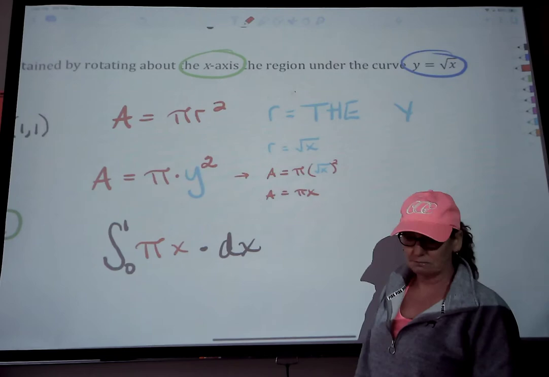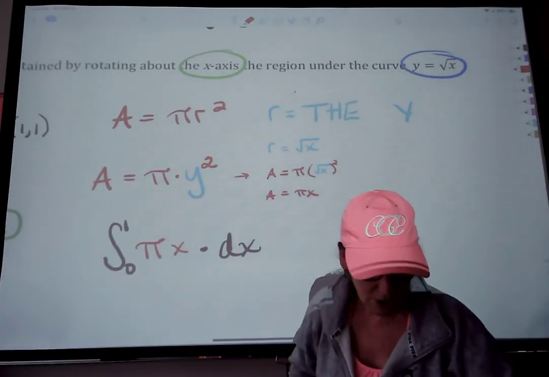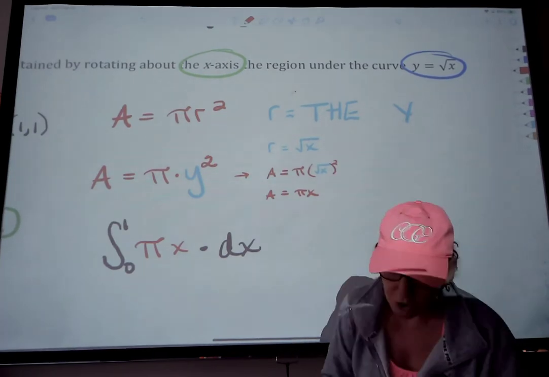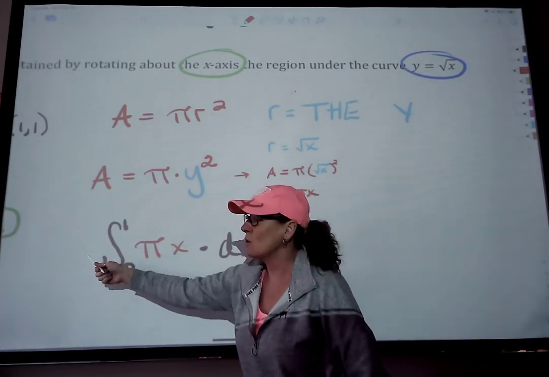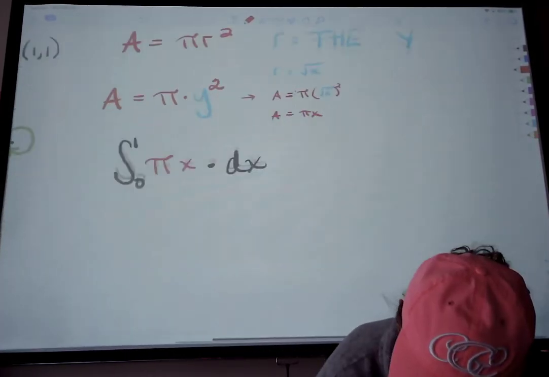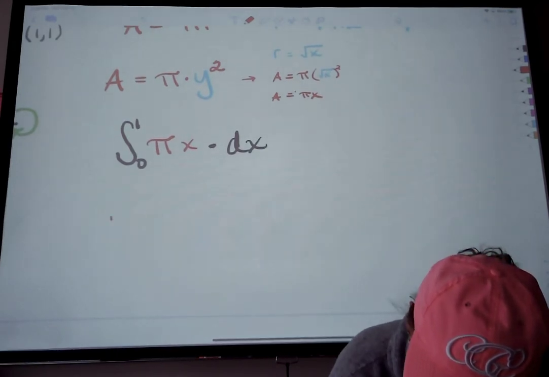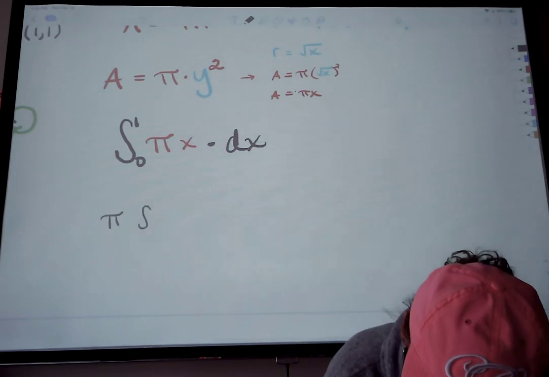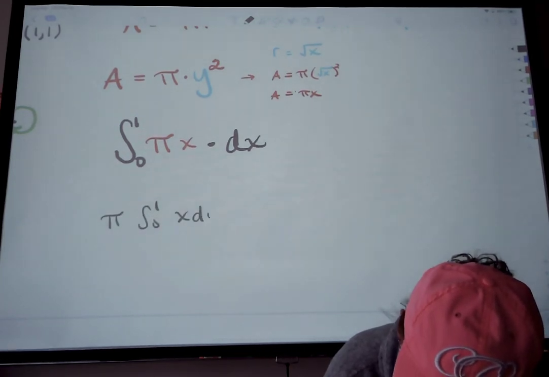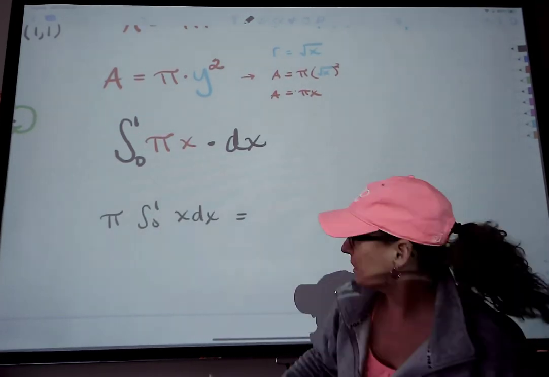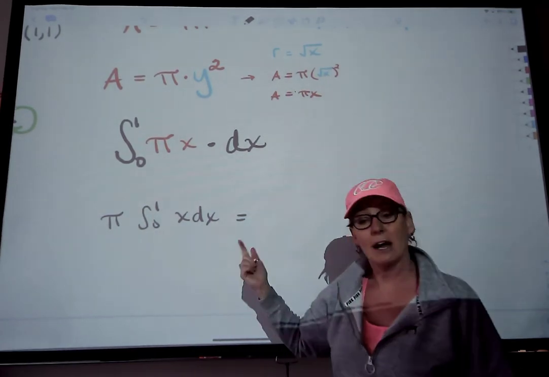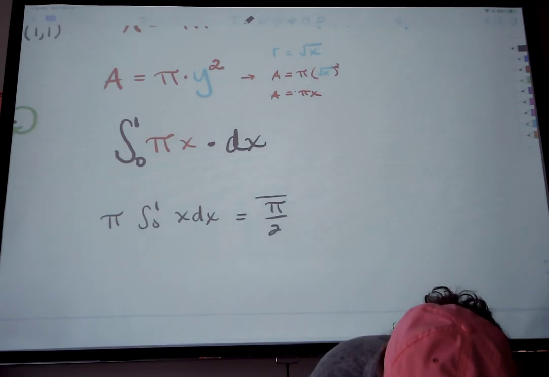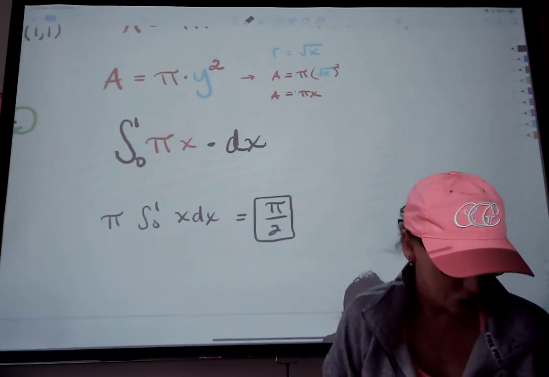And this is going to add those volumes together, starting when x is 0 and accumulating all the way through until x is 1. Now, whether you're using your calculator on this or not, you could always pull your constant out. 0 to 1, x dx. And when I evaluate just the integral on my calculator, I get 1/2. Throw your pi back on, and you get pi over 2.